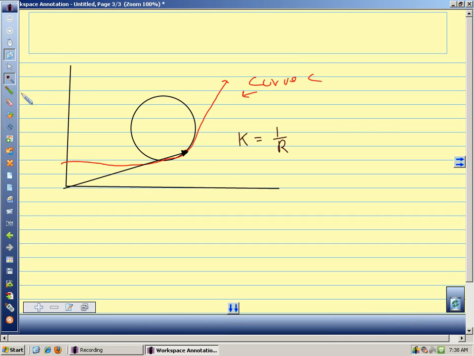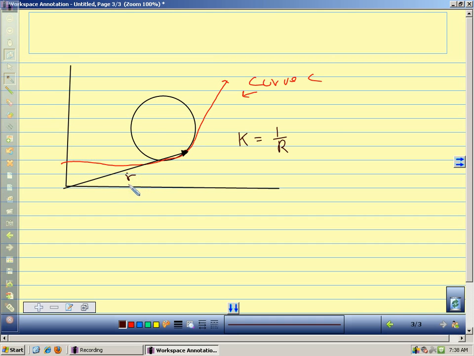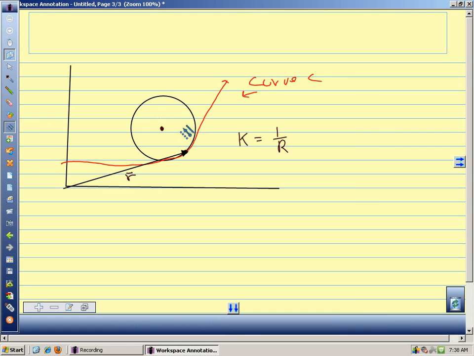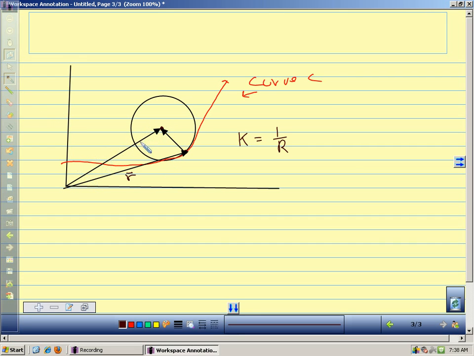So there's R. Here's the center of this osculating circle, the center of the circle of curvature. And let me draw in this vector. And finally, my third vector. So the vector from the origin to the center is the vector to the center of the circle of curvature. I'm going to call that C.